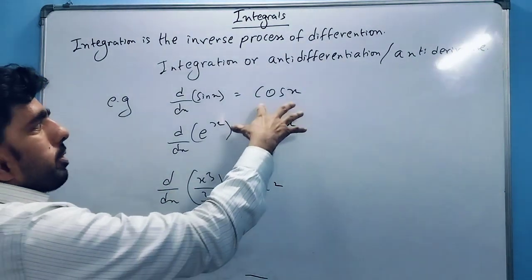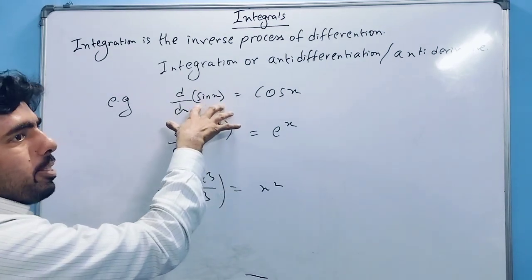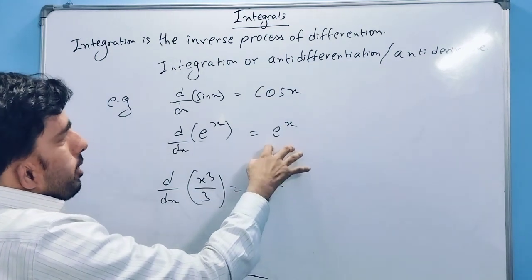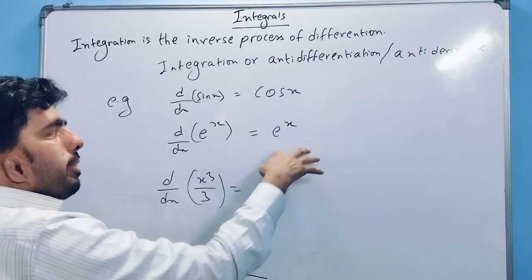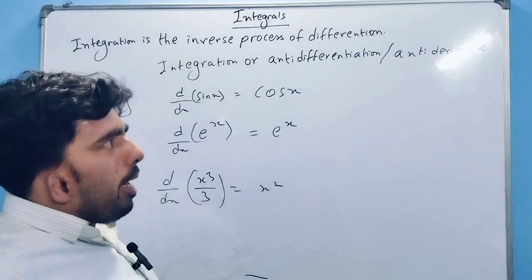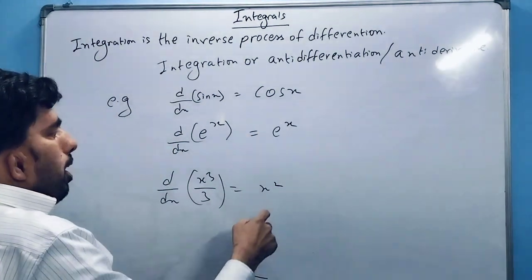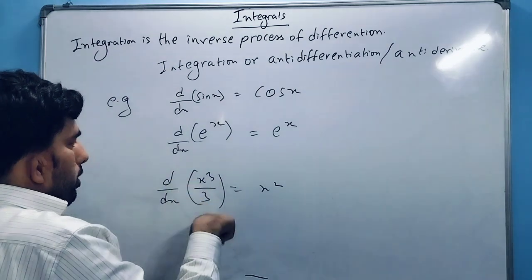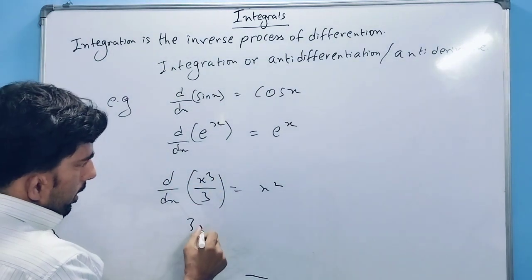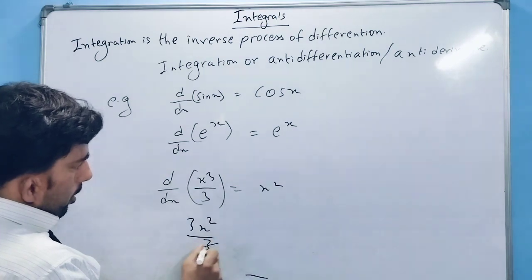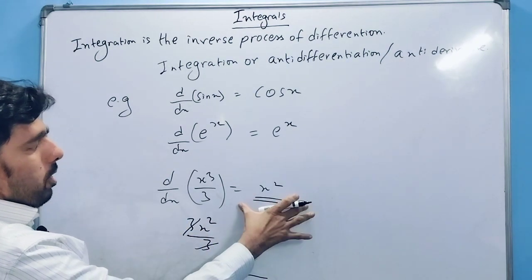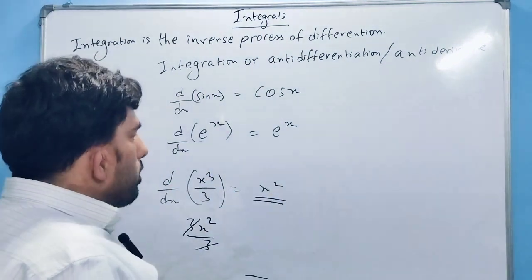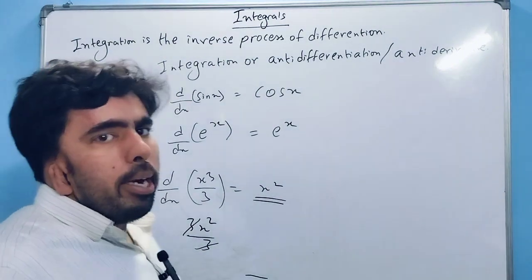Now here cos x is the derived function of sin x, and sin x is the antiderivative of cos x. Here also e^x is the derived function of e^x, and e^x is the antiderivative of e^x. We say antiderivative or integration. And here x square is the derived function of this one. If I differentiate this, what I will get is 3x square upon 3. So this is the derived function of this, and this is the antiderivative of this. That is called antiderivative or integration.